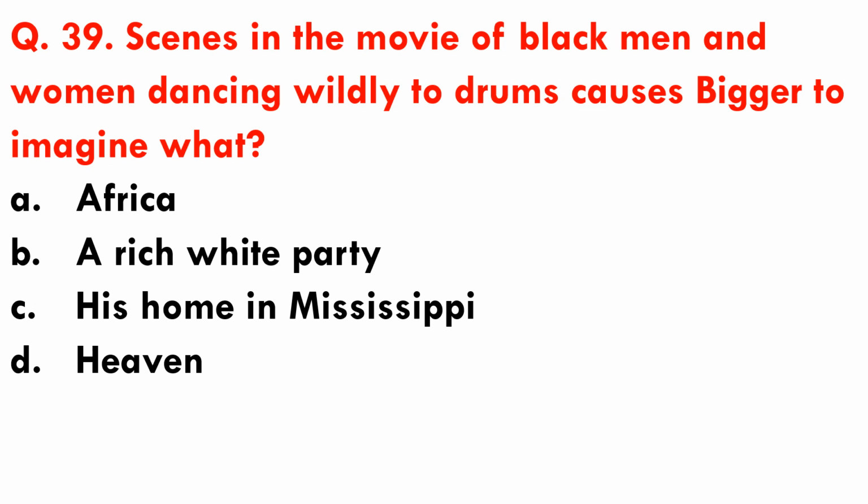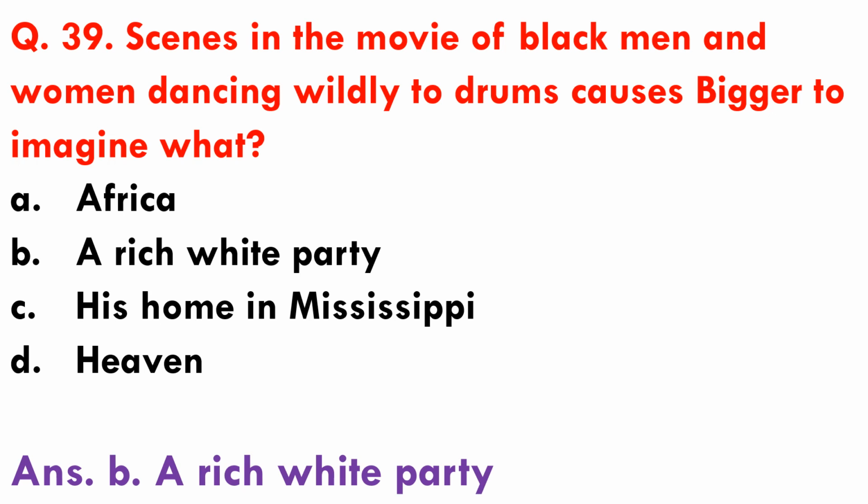Question number 39. Scenes in the movie of black men and women dancing wildly to drums causes Bigger to imagine what? Options are A. Africa, B. A rich white party, C. His home in Mississippi, and D. Heaven. So, scenes in the movie of black men and women dancing wildly to drums causes Bigger to imagine a rich white party. Option B is the correct answer.